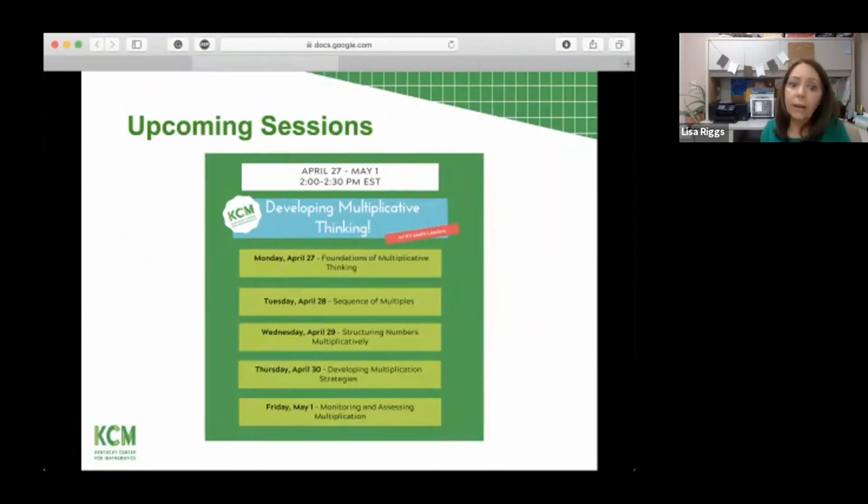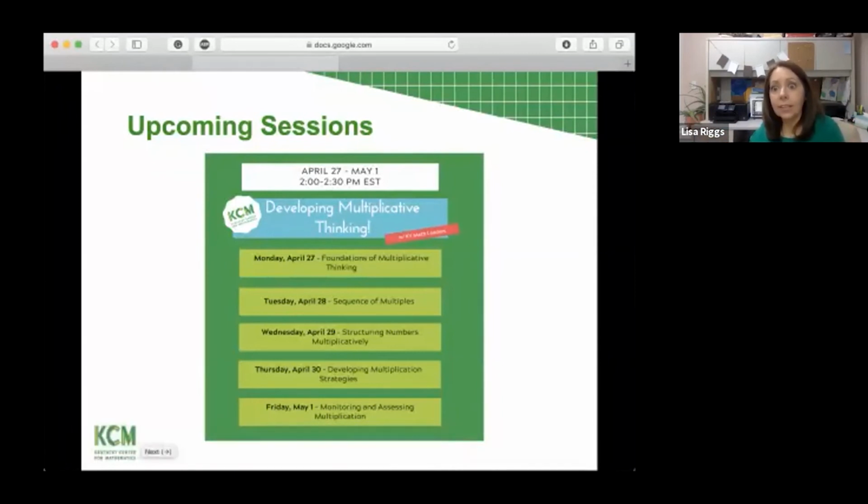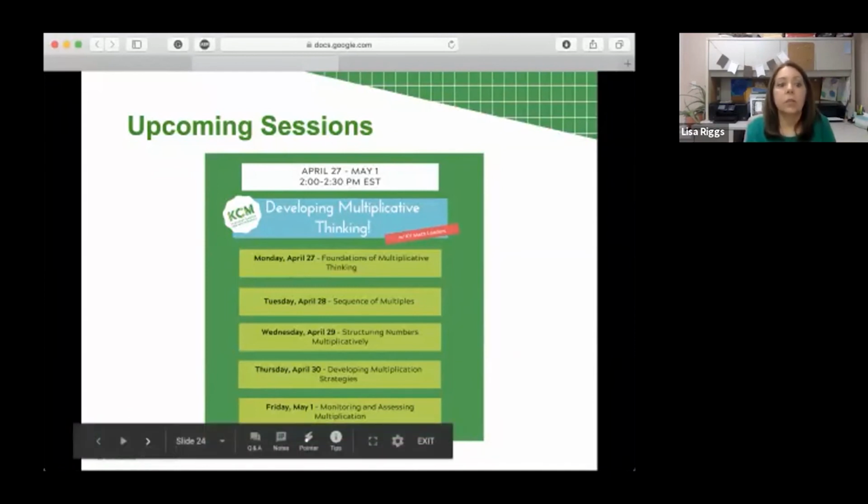And then on Friday, monitoring and assessing multiplication, how we come up with all those things, which are so very important. And I will tell you guys, the challenge for these days for us is what to say in such a short amount of time and how to get it all in. There are so many things that I did not get to share with you guys, which I really hate, but 30 minutes goes by so super fast.